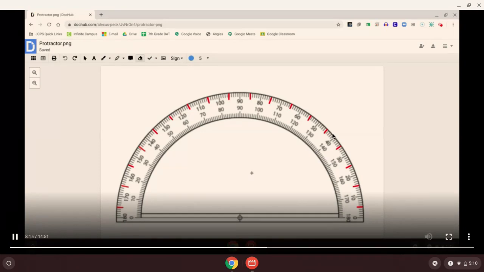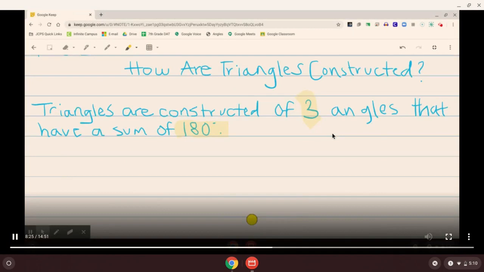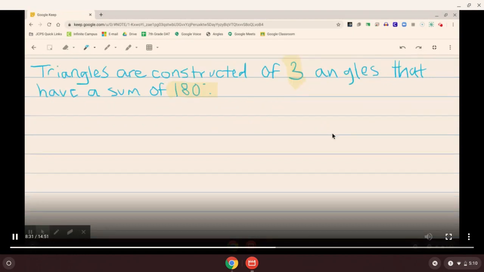I know being at home, it's kind of difficult to work with a protractor, especially if you're writing it down, but also make sure that you've written it on a different sheet of paper. So pause the video now and do that.